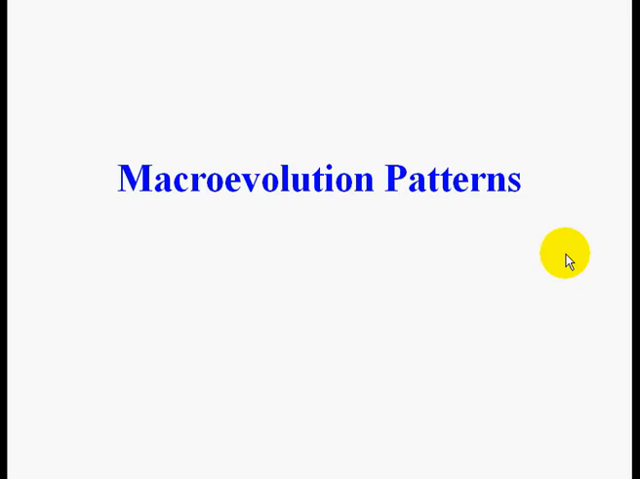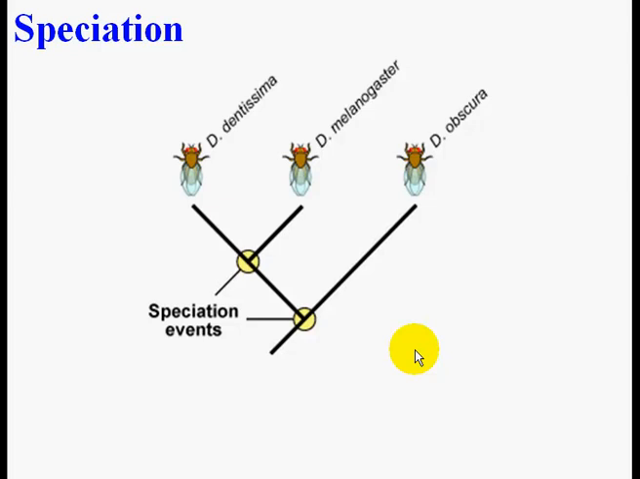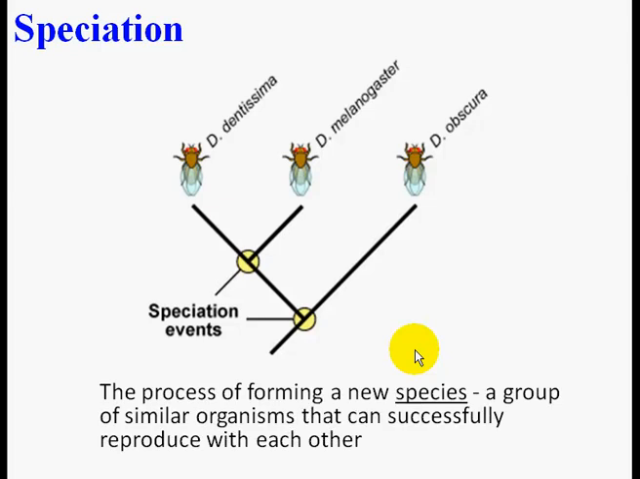Let's take a look at some major patterns in macroevolution. Remember that macroevolution is large-scale changes over longer periods of time. And macroevolution starts with speciation, which we've already learned about, and refers to simply the formation of a new species.